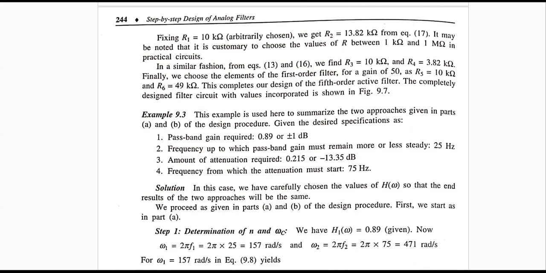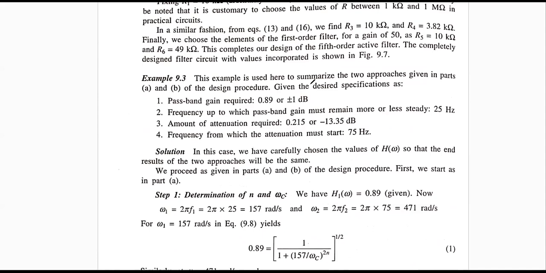Here we have an example to summarize the two approaches given in part A and B. What are the two approaches? The gain could be given in dB, with the frequency given as 25 hertz, or the gain could be given as a number. This is called a rational number, or it can be in dB format. So in the two ways, you can do the calculation.